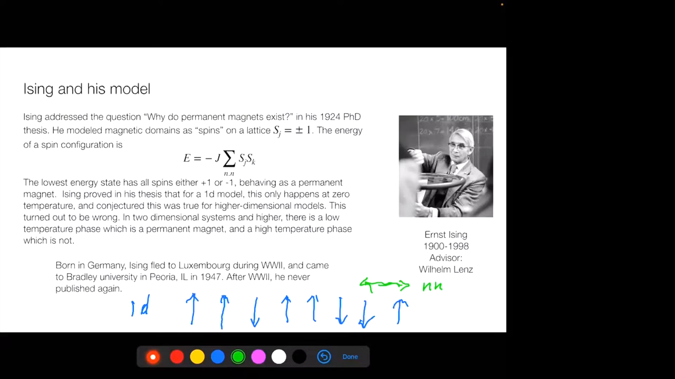Now he was wrong in this, okay? He was misled by the one-dimensional nature of the system he was able to solve. He wasn't able to solve the two-dimensional system, which is much harder. And to this day, no one has been able to solve the three-dimensional system.